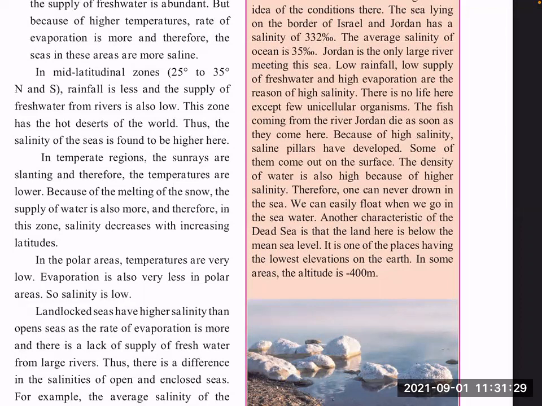Another characteristic of the Dead Sea is that the land here is below mean sea level. It is one of the places having the lowest elevation on the earth. In some areas, the altitude is minus 400 meters. See, it is the very lowest sea level mark. Other seas look like they are very close to the landmass, but this is the lowest part in the entire earth.